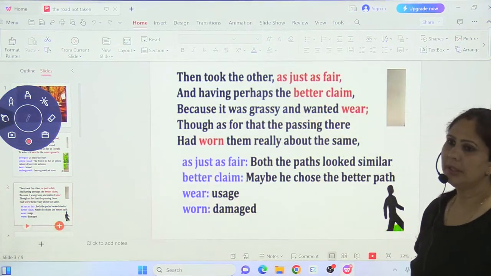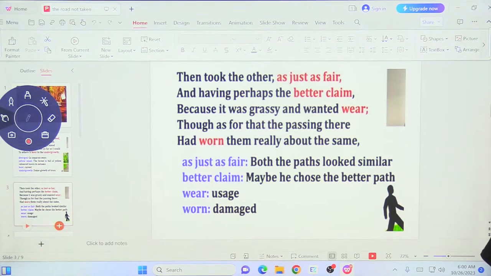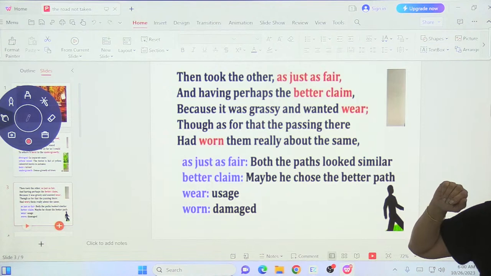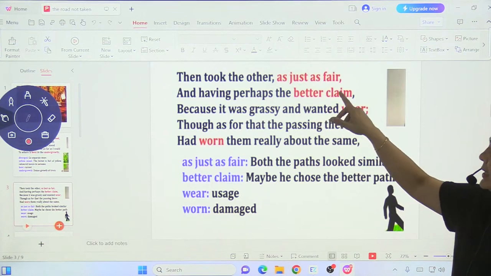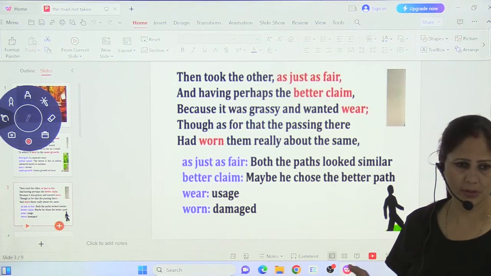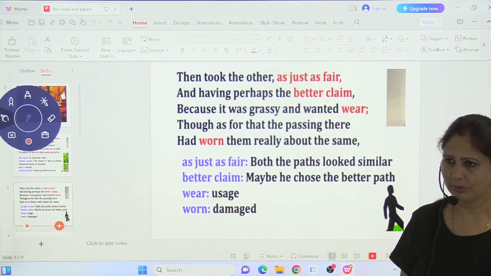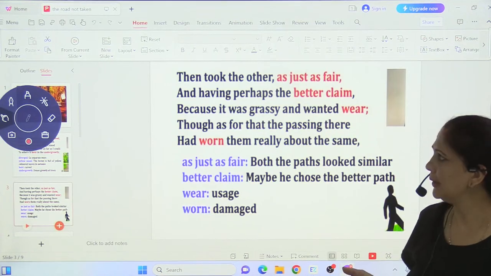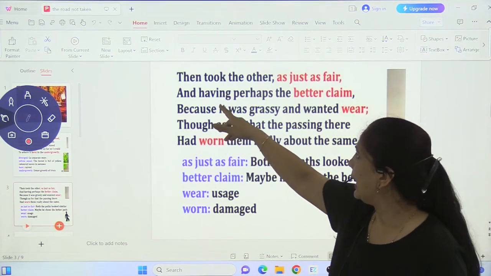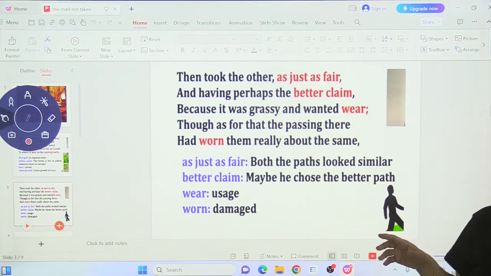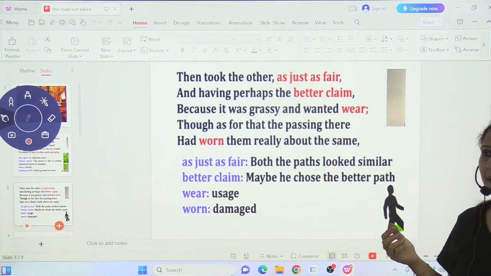Okay. Now, what he did is then took the other one. Which road did he take? The other one, just as fair, although both the roads appear to be similar. Okay, there was not much difference in both the roads. They both appear just as fair, meaning it was almost similar. But he took the other road, having perhaps a better claim. He found the other road had a better claim. In what sense did the road have a better claim?